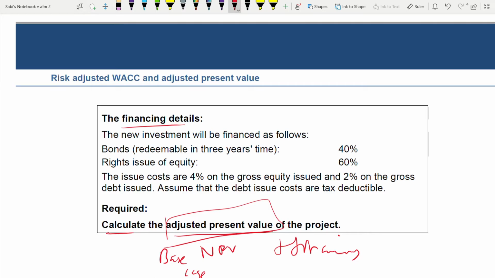So they have used bond and rights issue of equity. 40% is debt, 60% is equity. This is redeemable in 3 years time. That means redeemable debt. Issue cost is 4% on equity, 2% on debt.